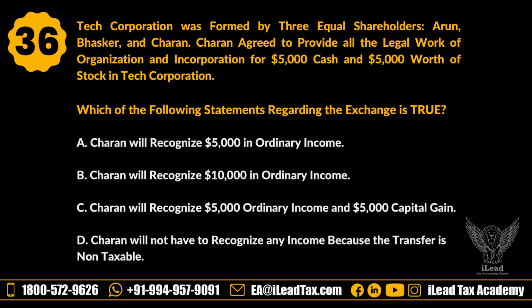A. Charan will recognize 5,000 in ordinary income. B. Charan will recognize 10,000 in ordinary income. C. Charan will recognize 5,000 ordinary income and 5,000 capital gain. D. Charan will not have to recognize any income because the transfer is non-taxable.